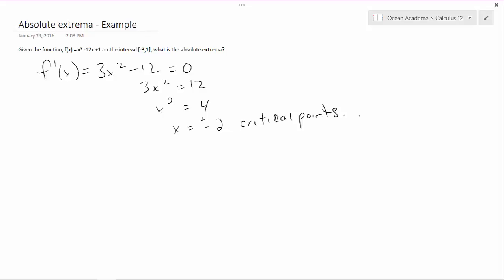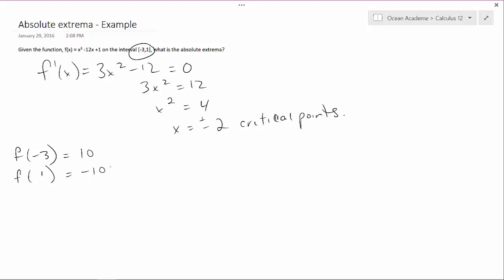Now we need to test our critical points and our endpoints, which are minus 3 and 1. So first let's take our minus 3. And we plug our minus 3 into our original equation. We get a value of 10. Then let's plug in our 1 and we get a value of minus 10.